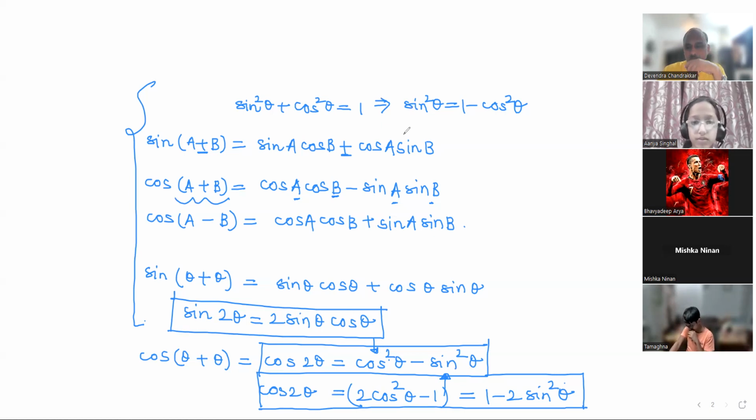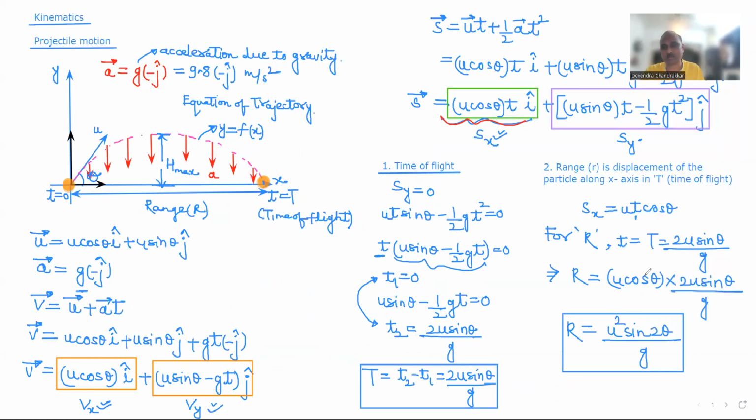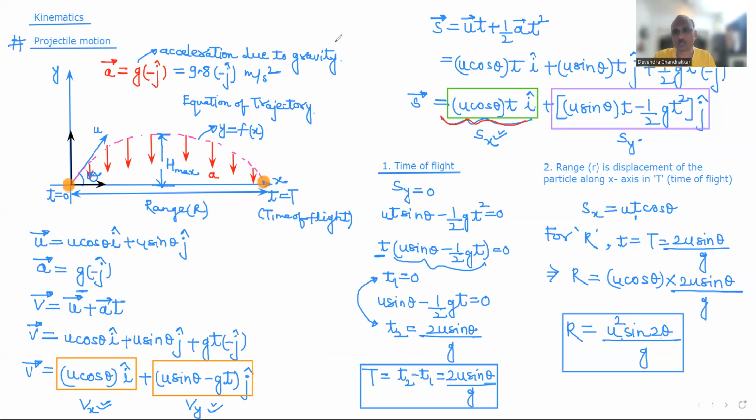Sir, done. Okay. So this is where we are. See, all of you can see it's 2u cos theta sin theta by g. So you can easily write it as sin 2 theta. Okay. Copy this quickly, all of you. And once you are done, just type done in the comment window. Okay. I just want you to write it.